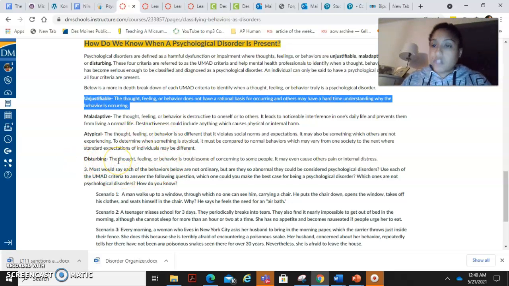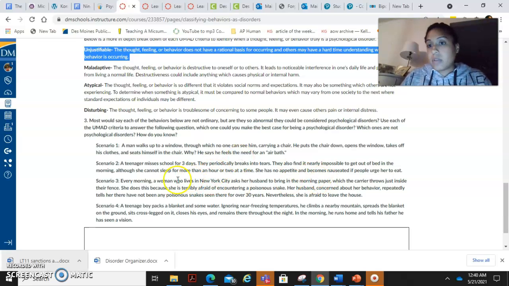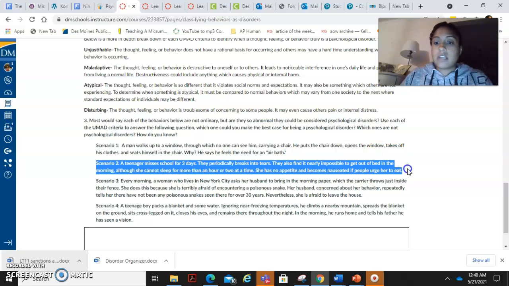And then finally, is it disturbing? The thought, feeling, or behavior is troublesome, concerning to some people, and it may even cause pain and internal distress. All right, so that's how we look at the behavior using UMAD. All right, let's look at scenario 2.